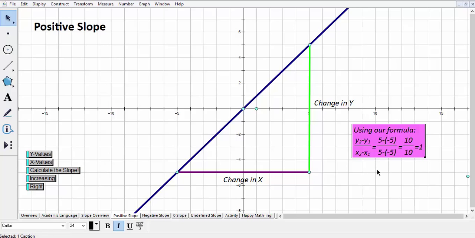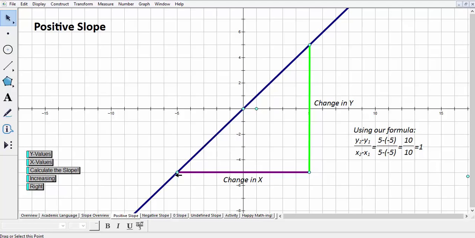We use our formula of the change in y over the change in x to calculate that the slope of this line is positive 1, because in the y values we go from negative 5 to positive 5, and so we subtract in the opposite manner. 5 minus negative 5, which is 10, and for the x values we go from negative 5 to 5. So we again subtract in the other way. 5 minus negative 5, which is also 10.